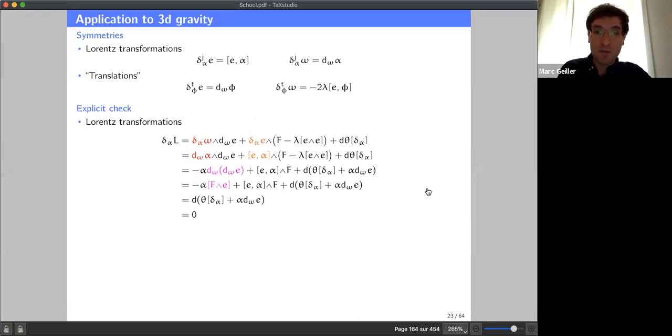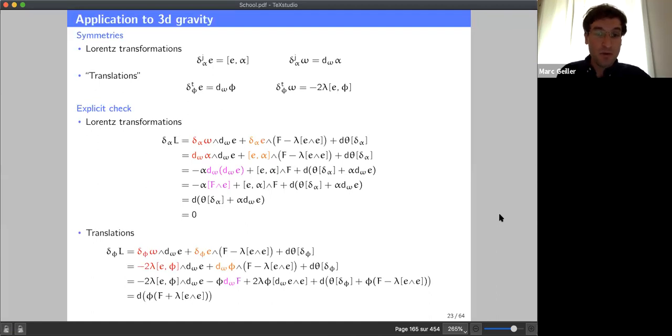And then I simplify these expressions by doing integration by parts. In purple, we use the useful fact that the square of the covariant derivative gives essentially the field strength. So this is the purple term. And at the end of the day, manipulating this, you can convince yourself as an exercise that this is indeed vanishing. Now we can do the same thing for the translations, with exactly the same manipulation. We get that the transformation of the Lagrangian leaves us only with a boundary term, so that indeed this is a symmetry of the theory.